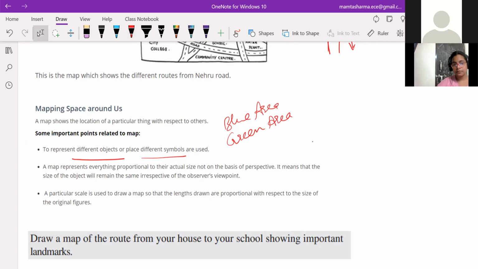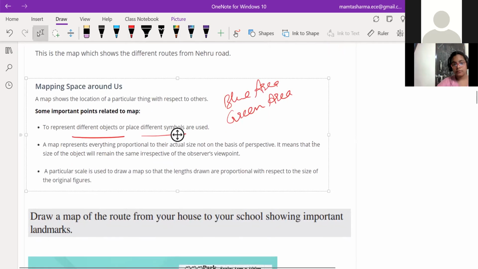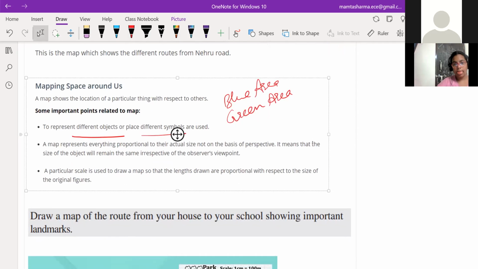Now see, a map represents everything proportional to their actual size. Everything is proportional in the map. It is not the actual size, it is a proportional size, and that size is constant for each map.